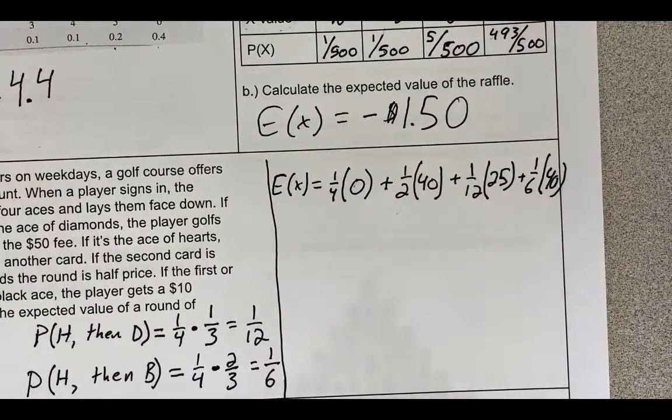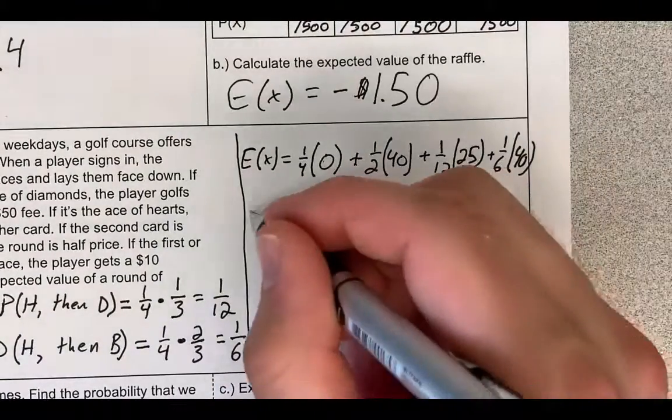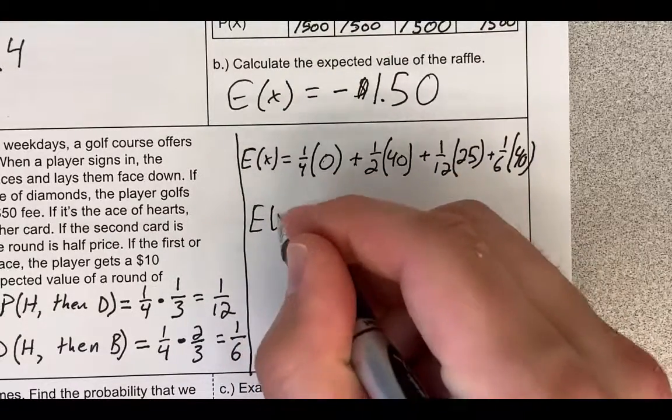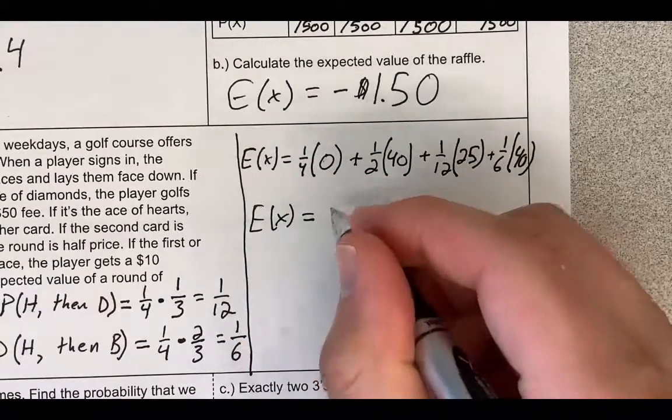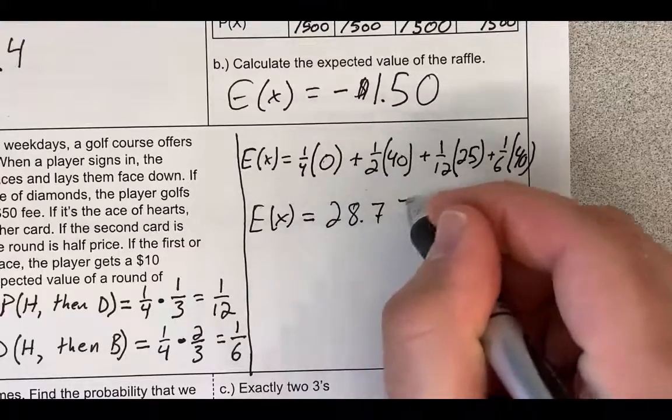So it's going to be $40 for that one, because you're going to get a black ace on the second draw, which means you get a $10 discount. When you compute that in your calculator, you get $28.75 for the expected value.